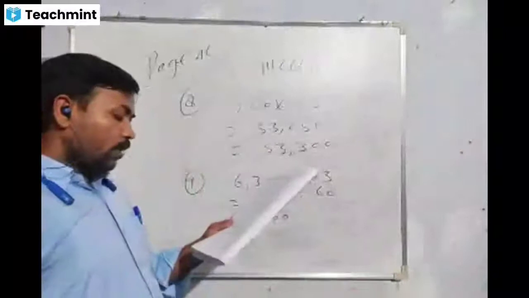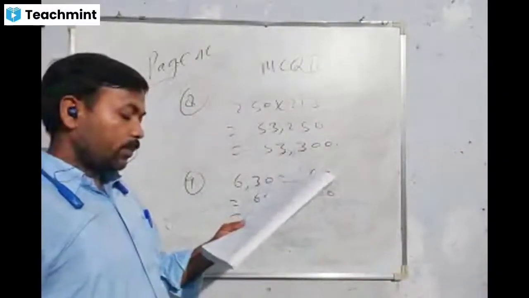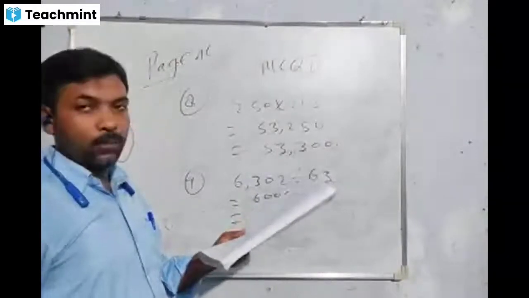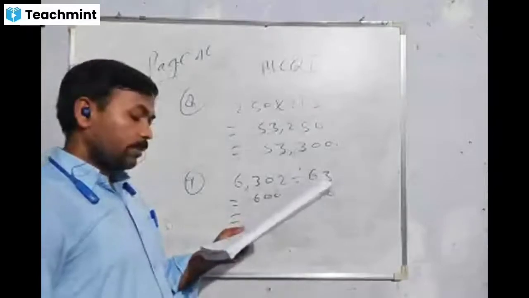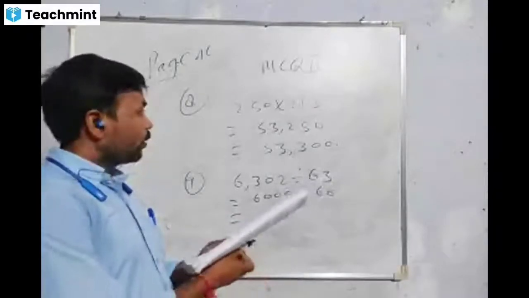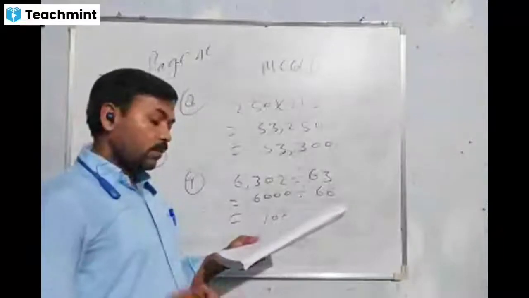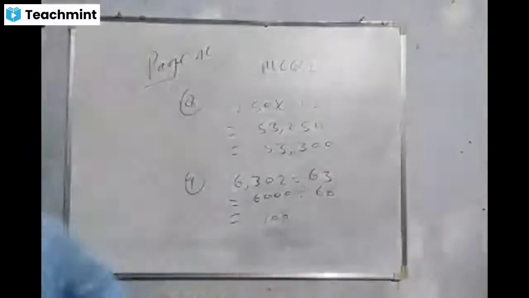And the last one: what is the value of 43,254 divided by 8, rounded to the nearest whole number? If you divide this number, the answer will come in decimal. And when you round to the nearest whole number, this answer becomes 5,407.